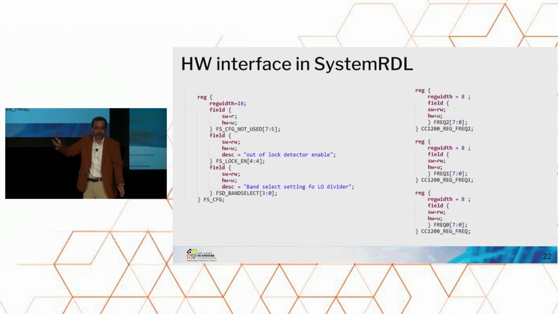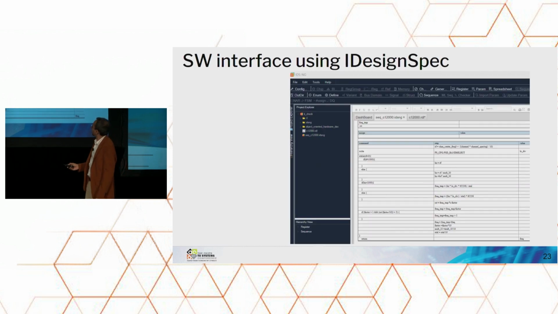It's a long description. There were like hundreds of these registers. So we captured that in System RDL. Here is the frequency 0, 1, 2. So they have 3 registers, only 8-bit registers in it. So you have to take that big frequency number and divide it into 3 parts.